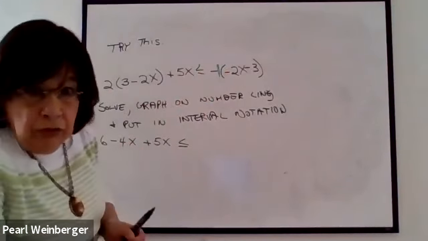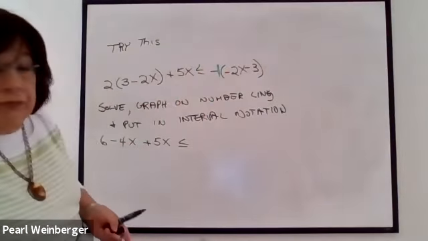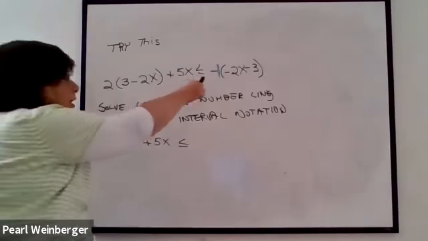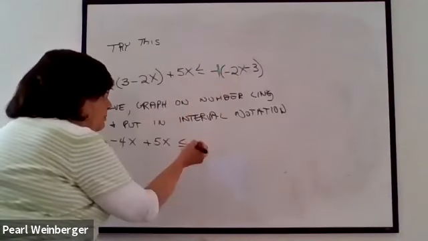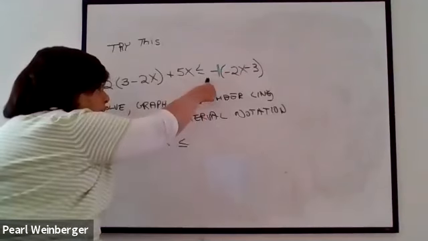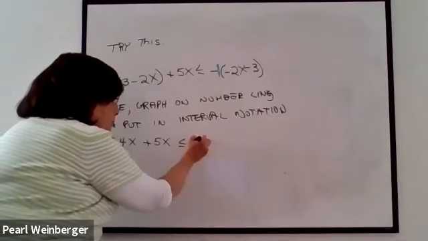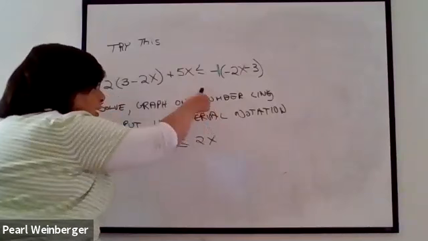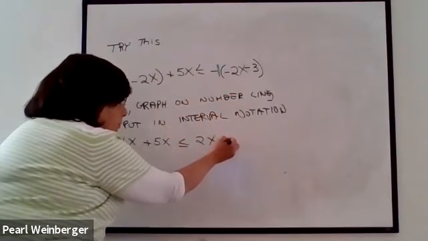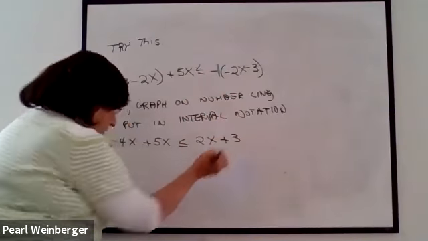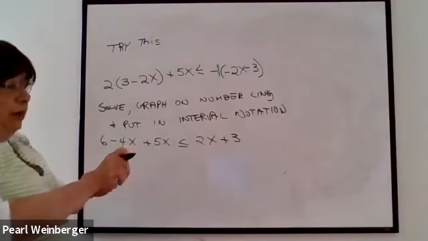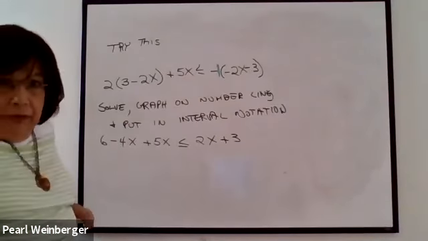We're going to multiply everything in this parentheses by negative 1. So negative 1 times negative 2x will give us positive 2x, and negative 1 times negative 3 will give us positive 3. So already things look simpler.